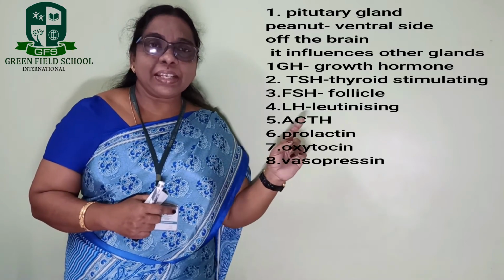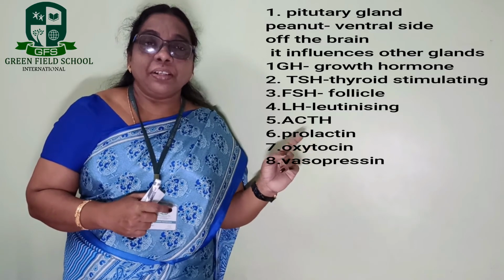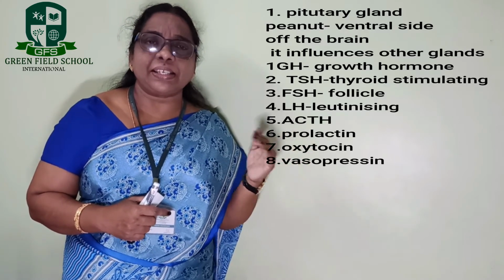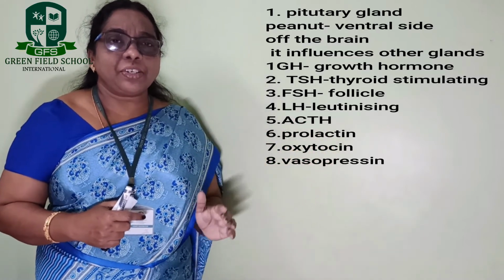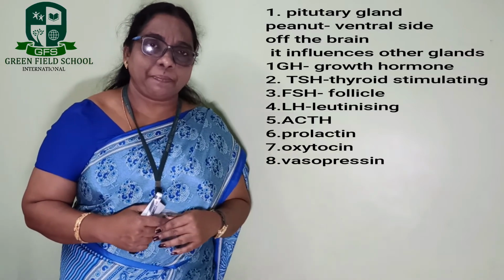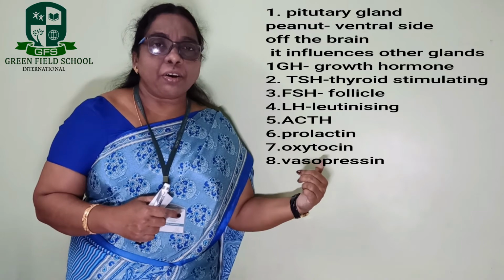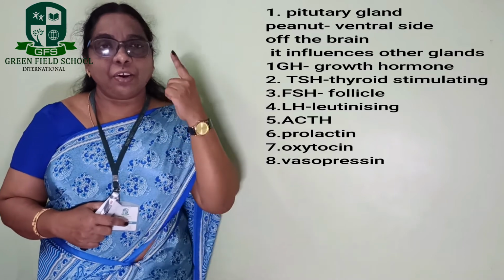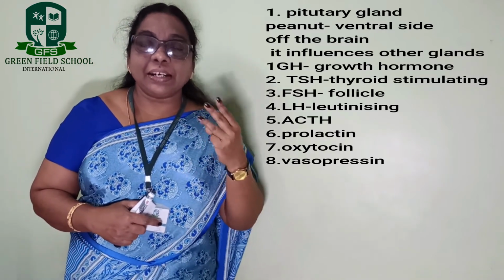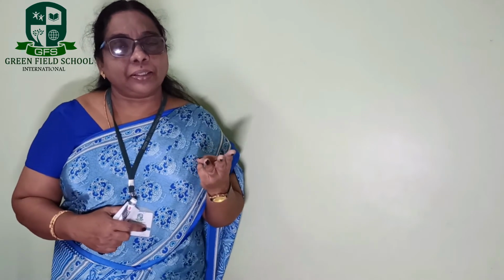FSH and LH are both useful for the development of the follicles present in the testes as well as in the ovaries. Because of this development, hormones like testosterone, progesterone and estrogen are released. Then ACTH, adrenocorticotropic hormone, acts on the adrenal gland. Along with that there are oxytocin and prolactin, and the third one is vasopressin. So many hormones are released by this gland, as it influences all other glands, and it is called the master gland.